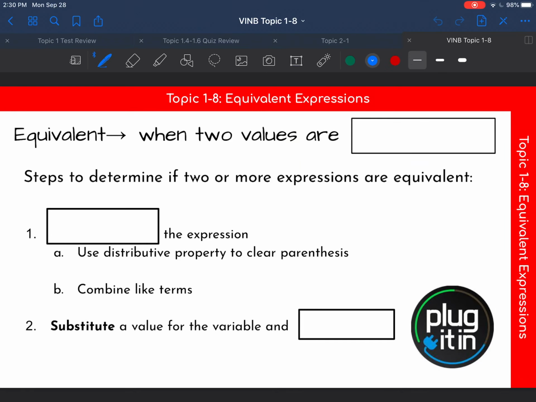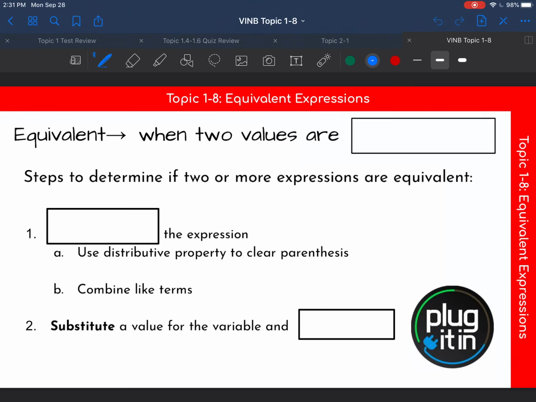Hello, sixth graders. So we're going to be continuing our topic 1 today, and it's topic 1.8, equivalent expressions. First thing, we already talked a little bit about equivalent expressions, and about the commutative property and distributive property to make equivalent expressions. And now we're going to use those ways in order to find out if expressions are equivalent.